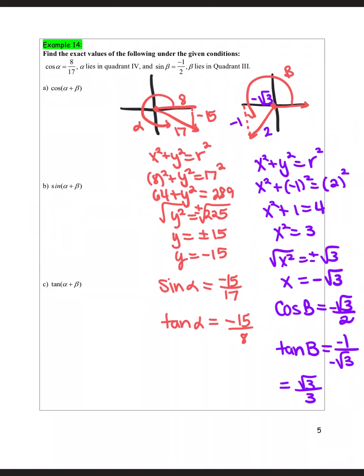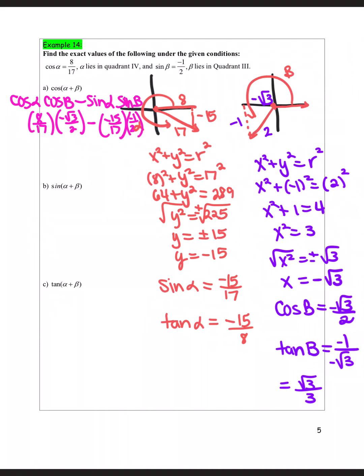So the first one we have is cosine of alpha plus beta, which is cosine of alpha, cosine of beta minus sine of alpha, sine of beta. Cosine of alpha is equal to 8 over 17. Cosine of beta is negative square root of 3 over 2. Minus sine of alpha is negative 15 over 17. And sine of beta is negative 1/2.